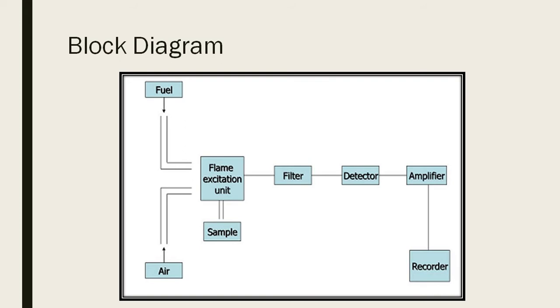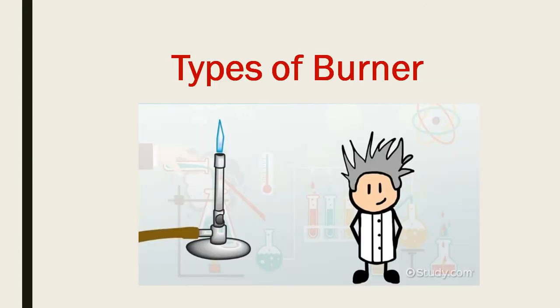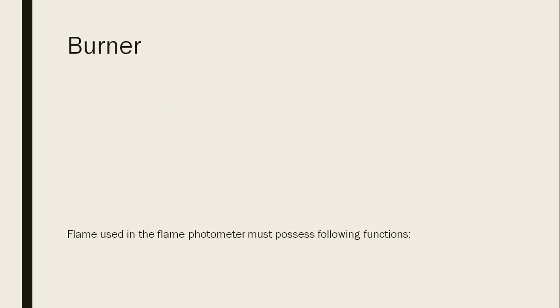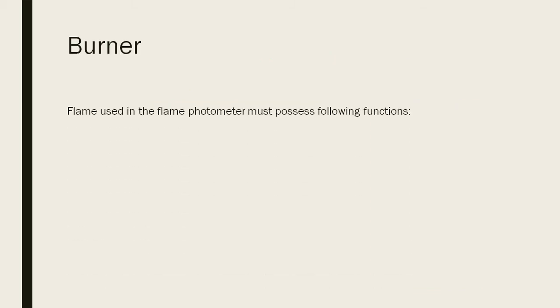You can see here the sample is fed into the flame excitation unit, then the radiation passes through the filter, then the detector, amplifier and recorder. Now let us see all the parts one by one. First is the types of burner. The function of the burner is to produce flame, and the flame used in a flame photometer must have the following functions.